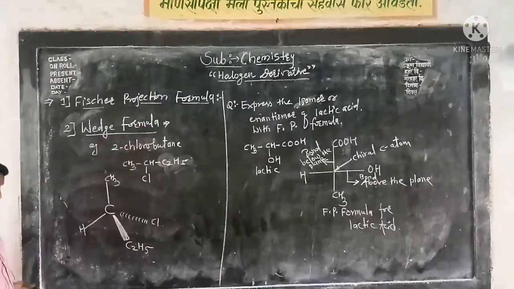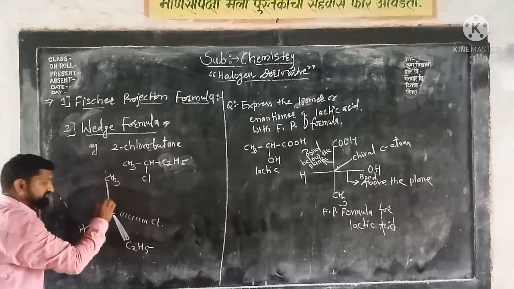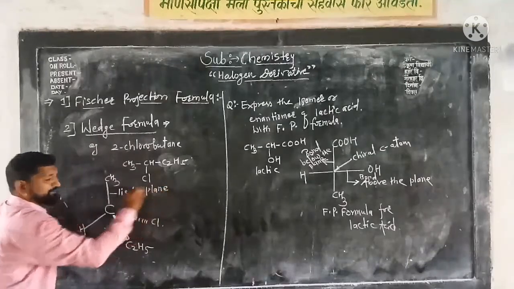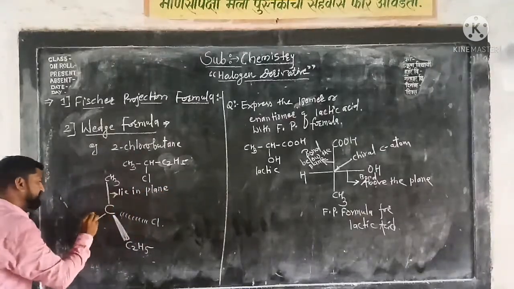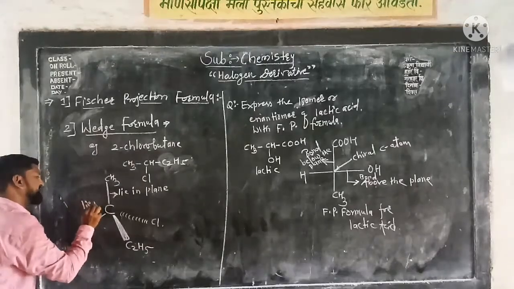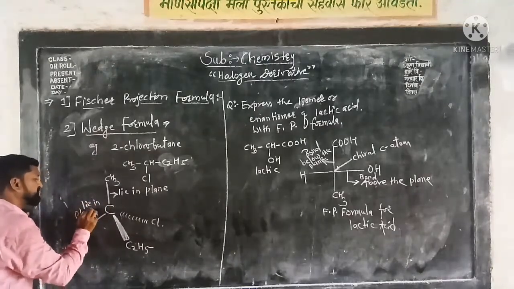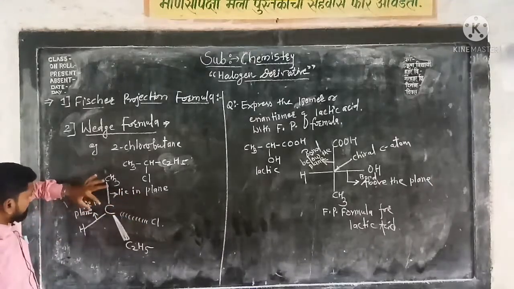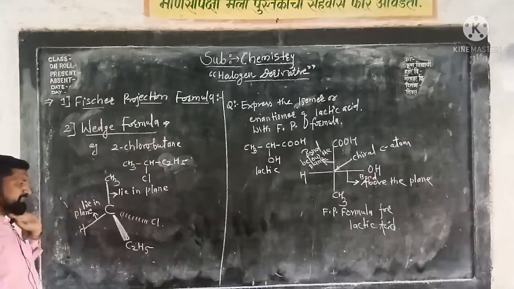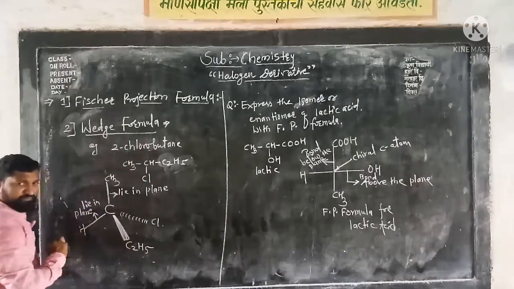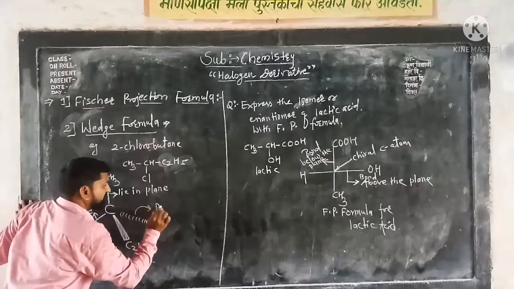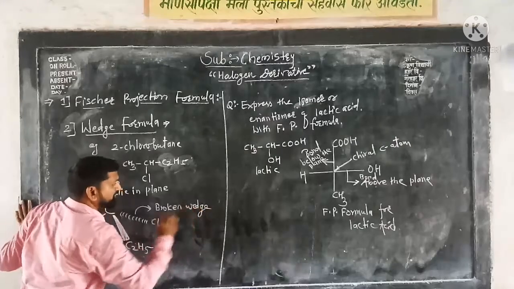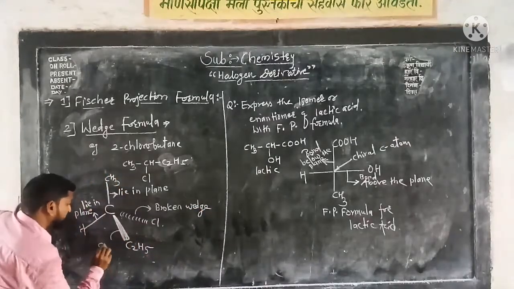Now everybody see here, this bond lies in the plane. Try to understand. This bond lies in the plane. So in short I can say the CH3C bond lies in the plane, the CH bond lies in the plane. Now there are two types of bond. Okay, this is the broken wedge bond, and this is the solid wedge bond.